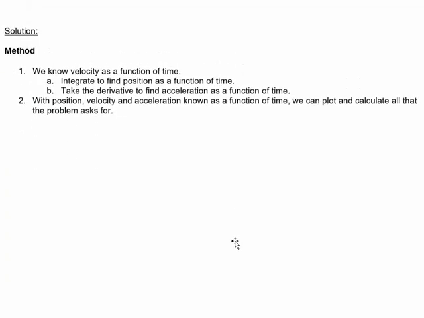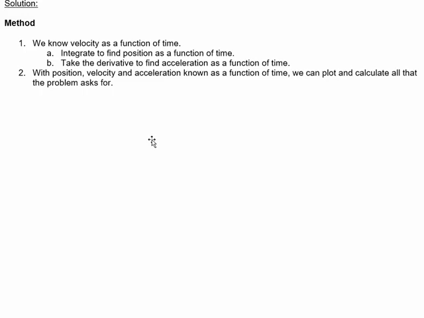All right, so what we want to do for this problem is we know the velocity is a function of time. So we want to get the position. We'll get the position by integrating, and we'll get the position as a function of time because we want to do a lot with that equation. And then we can take the velocity, take the derivative, and find the acceleration as a function of time. It's always good to get these equations as a function of time so that you can do things with them. Once we know the position, velocity, acceleration as a function of time, we can plot them, do anything we want with them.